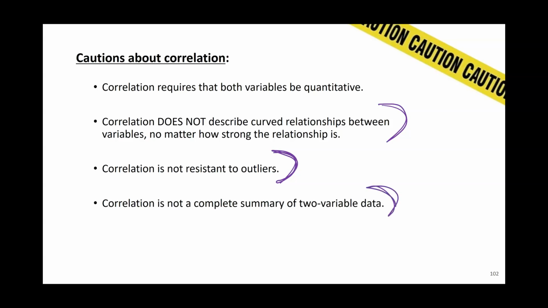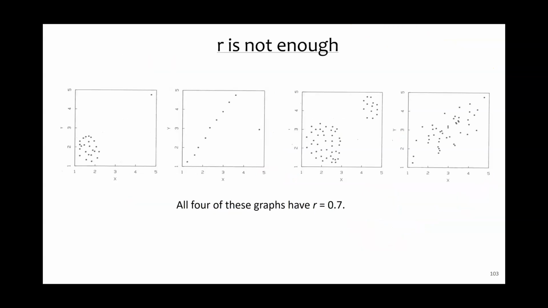And it's not a complete summary of your two variable data. So always plot your data. Always look at it. It's super important to know. So this is what I mean, it's not enough. All four of these graphs have the same correlation coefficient of 0.7. But 0.7 alone doesn't universally describe these.